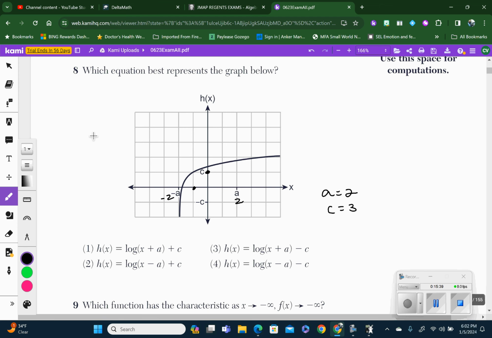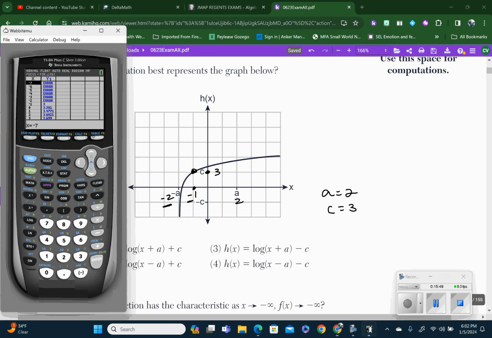Okay, so if this is -2, then this is -1. So -1 and my C here is 3, so that does work. Looks like my answer, like I'm done. Let me check that again.